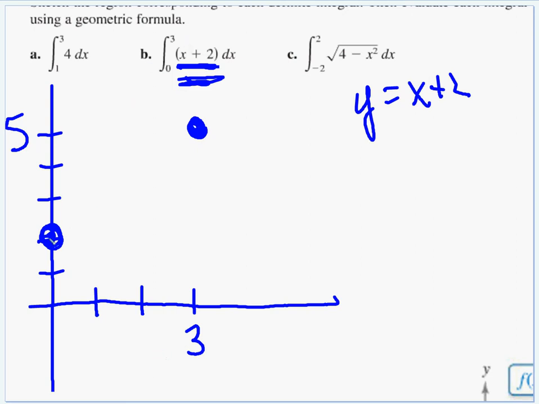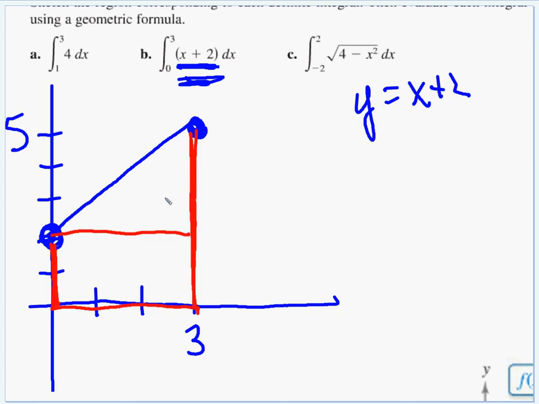So the line x plus 2 is this blue line. We are bounded below by the x-axis, and we've got the line x is 0, and we've got the line x is 3. Now you could chop that into a rectangle plus a triangle and do two area formulas and add them together. Or if you tip your head 90 degrees, you'll see that that is a trapezoid.